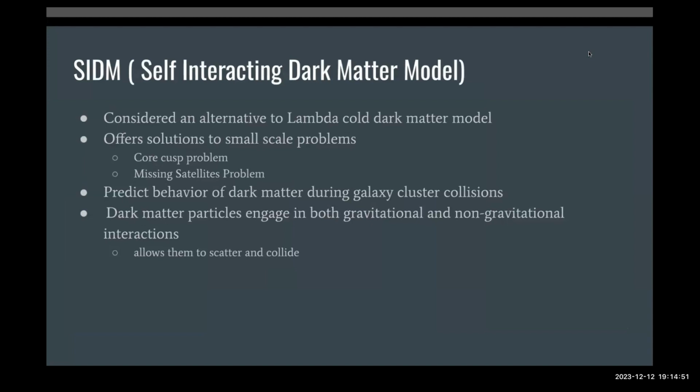The self-interacting dark matter model represents a promising solution to long-standing cosmological challenges, including the core-cusp problem and the missing satellites problem. This model is also considered an alternative to the Lambda Cold Dark Matter model. In SIDM, dark matter particles engage in both gravitational and non-gravitational interactions, which allows them to scatter and collide. This interaction potentially leads to the formation of a core within dark matter halos, which could help explain the core-cusp problem, and the same interaction suppresses the formation of small dark matter subhalos, which addresses the missing satellites problem.